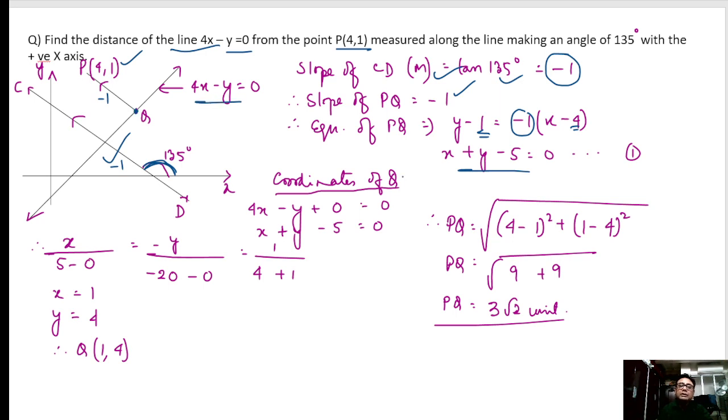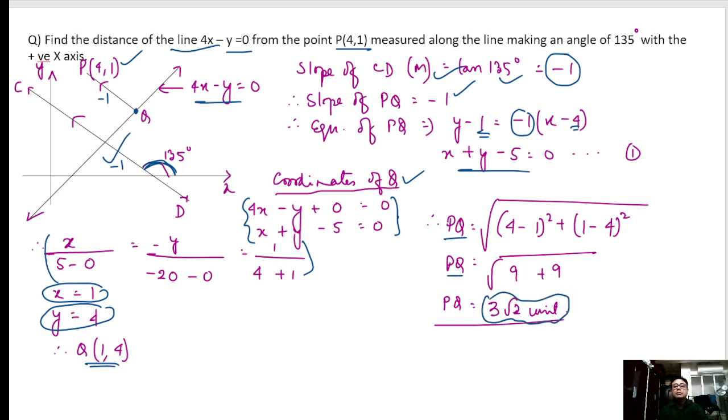So coordinates of Q can be found by solving these two equations. Again, using that same concept, we can find the values of x and y. That means the coordinate of Q can be found. So now find the distance of the PQ, which is 3 root 2 unit. So this is how we have covered up the intercept form. We have covered up the normal form of the straight lines.